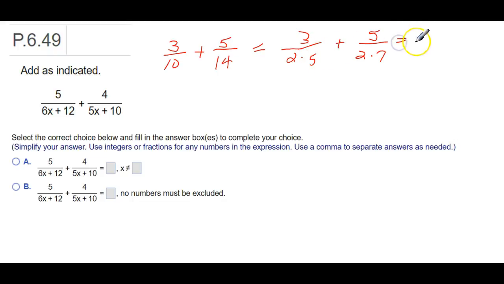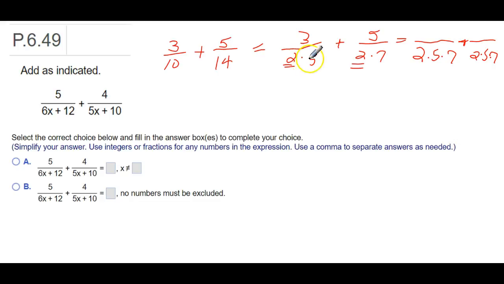So what do we end up doing? The LCD ends up being the common factor that they both have in common, the 2, and then the other two things that are not common, so 5 and 7. And we would make the LCD from that, okay, 2, 5, and 7, which is 70.